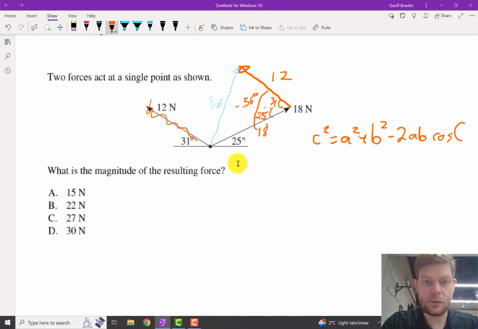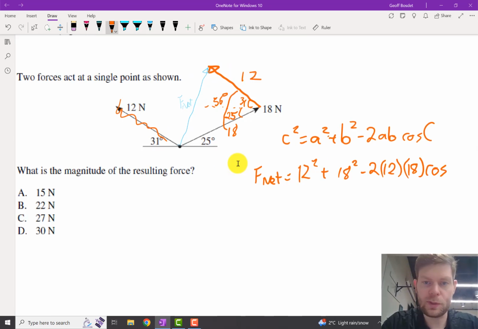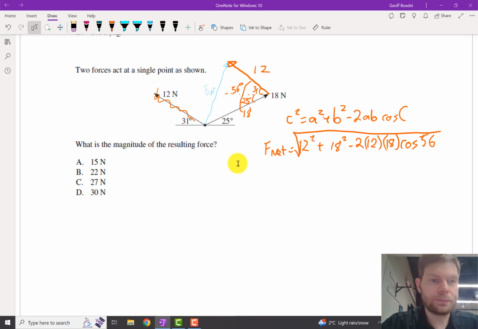So if I want to find c, this F net would be my c, the side opposite the angle I know. This is the angle I know, and either of these could be a and b, because adding or multiplying is commutative, doesn't matter which order they're in. So I'm just going to say, hey, F net is equal to 12 squared plus 18 squared minus 2 times 12 times 18 times cos of the angle between them, which happens to be 56 here. Put a little square root around the whole thing, and whatever that is your answer. I'll let you figure that out, or just check the answer key, but that's another way to do it.